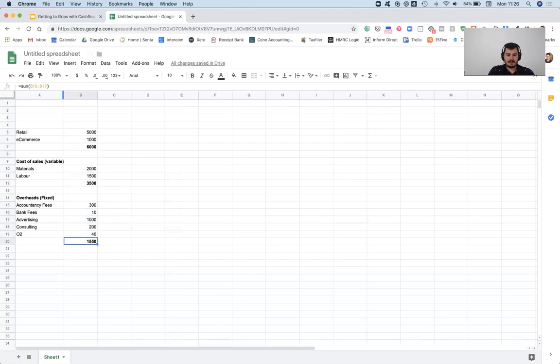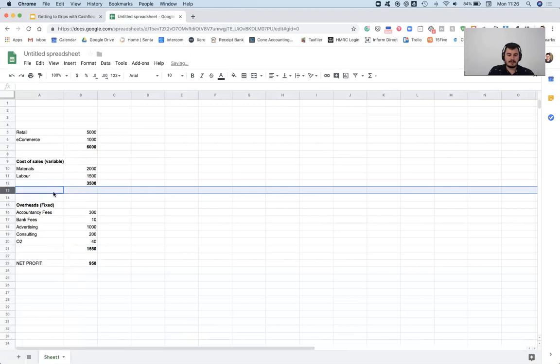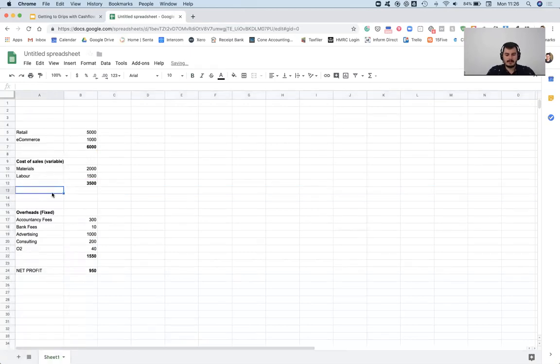So what we can then have is you can put these little things in here, net profit, which will be your sales less your variable costs, less your overheads, sorry. And so that'd be £950 in net profit. And if we wanted to put the gross profit in here, we can do that as well. Okay. Gross profit here.